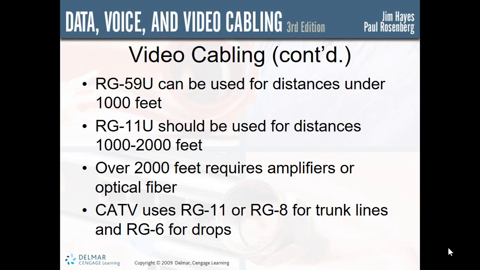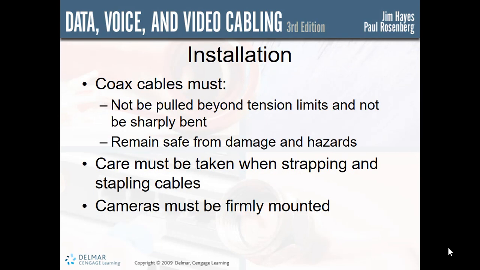Larger buildings with longer cable runs may use Series 7 or RG11 cable for its lower loss, and the standard connector for CATV is the F connector. That's the one that threads on the end.